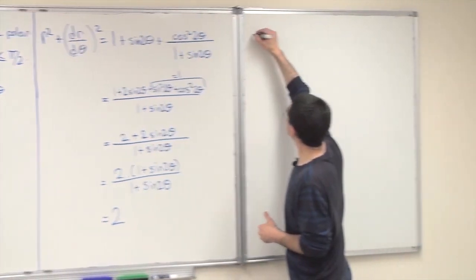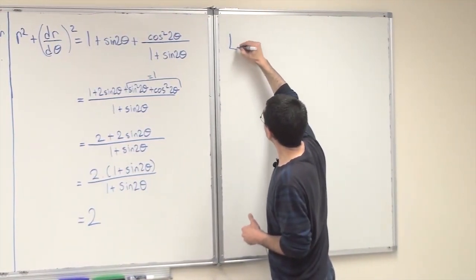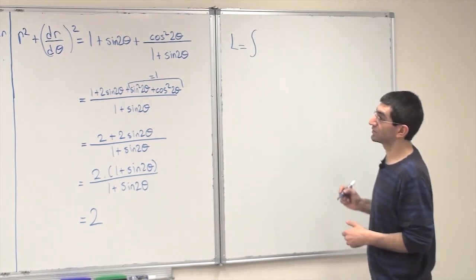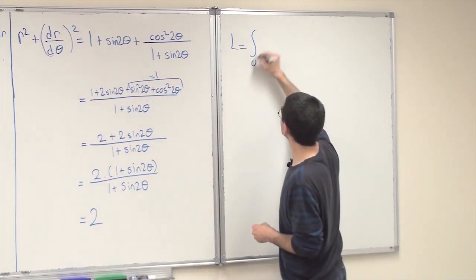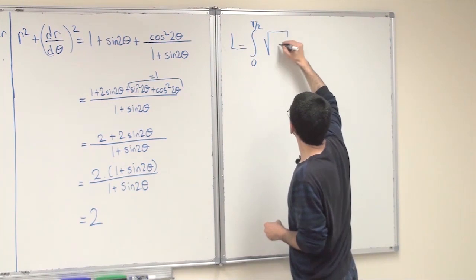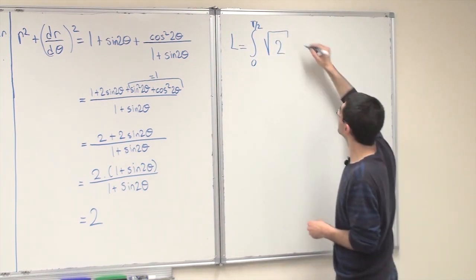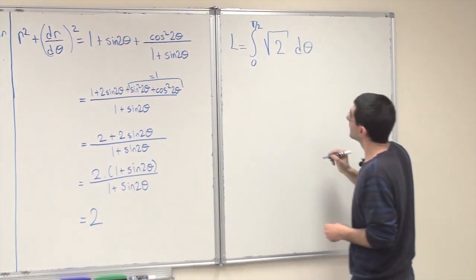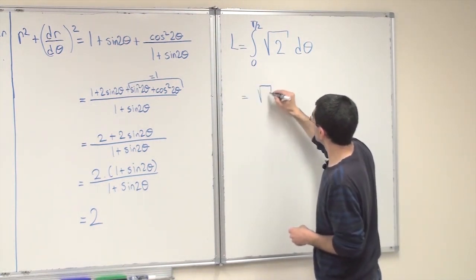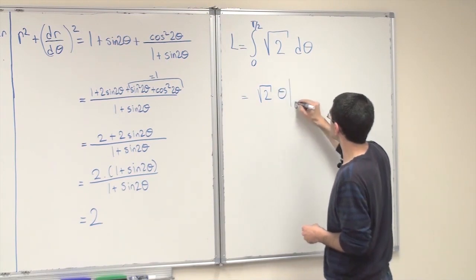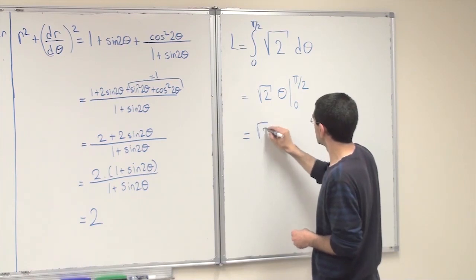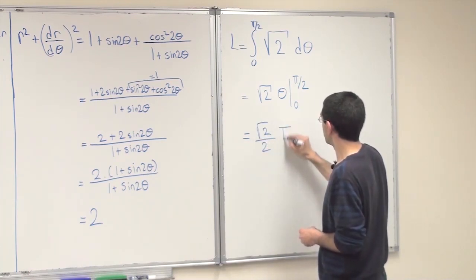So back to our length formula, L, the length of this polar curve, is going to be the integral from 0 to pi over 2 of the square root of 2. This integral is square root of 2 times theta from 0 to pi over 2, which is square root of 2 over 2 times pi.